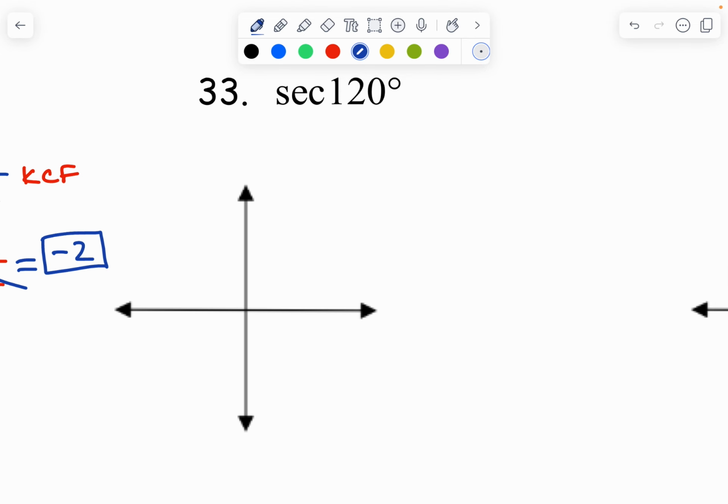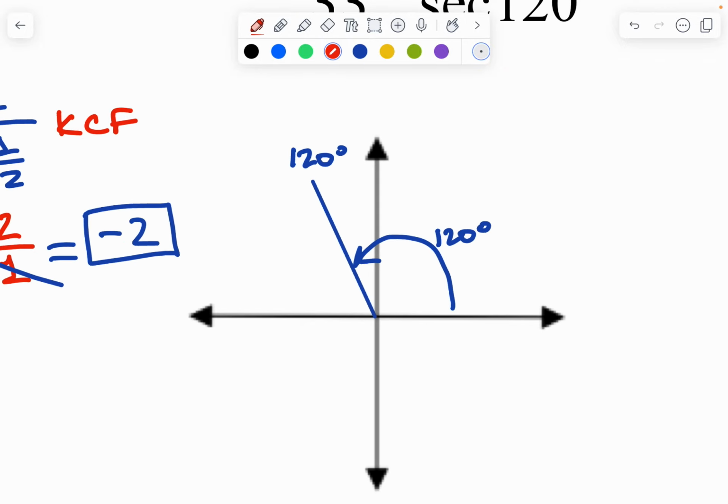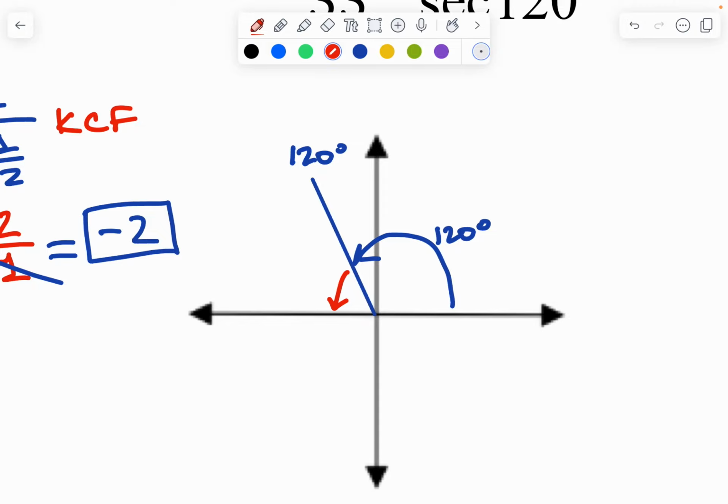Let's keep going. Secant of 120. 120 is not quite midway between 180 and 90. It's a little closer to 90, so it's going to be up here in this area. That means this angle is 120 degrees. If we zoom in, our supplementary angle right there, also known as our reference angle, is 60. So that means in this situation, we're working with a 60, 30, 90.